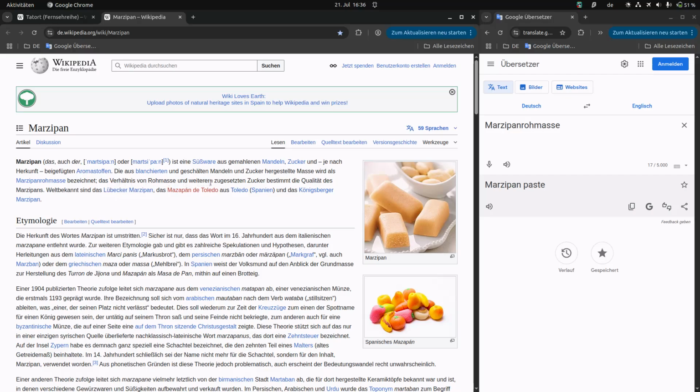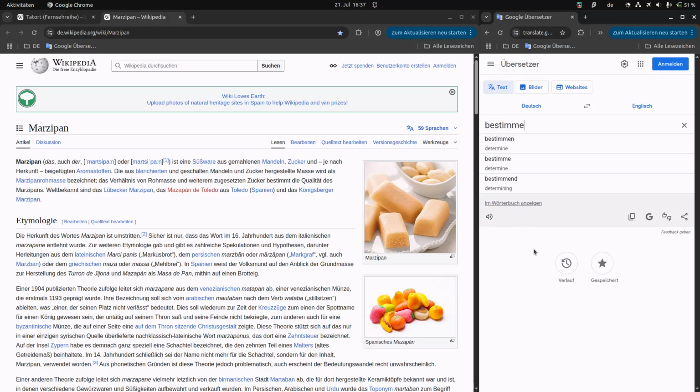Das Verhältnis von Rohmasse und weiterem zugesetzten Zucker bestimmt die Qualität des Marzipans. Das Verhältnis, the relation, that can also in some juristic, or law kind of courts kind of sense, mean a relationship, but in this case it just means the relation. The relation of the von Rohmasse, of the raw mass, again we have this word, und weiterem zugesetzten Zucker, and weiterem means other or more, zugesetzten added, Zucker, sugar, bestimmt die Qualität, bestimmen means, let me just, forgot what it means. Yeah, in English you could say determine.